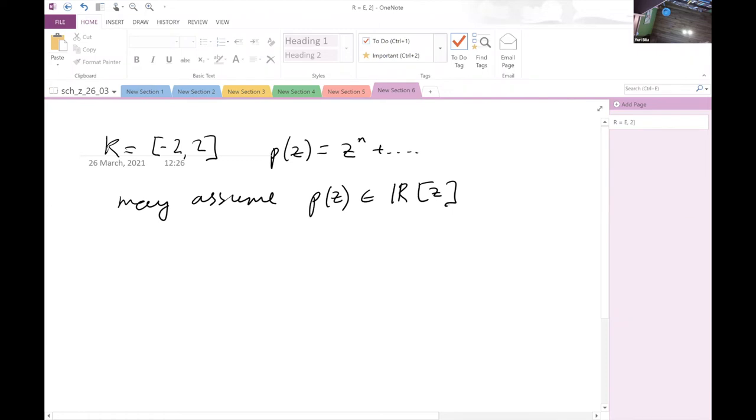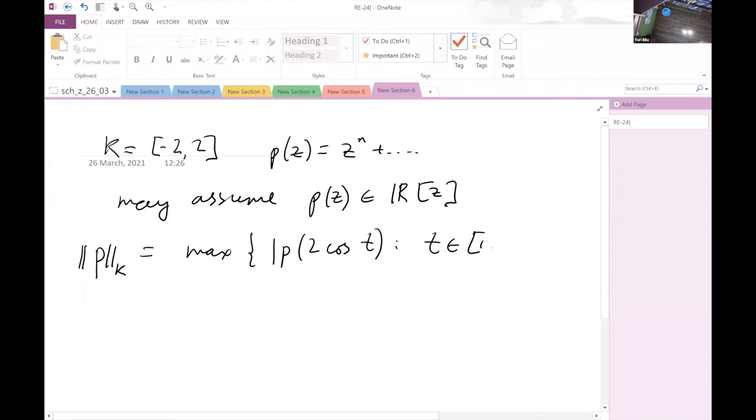And then what is it exactly? Well, we just parameterize by cosine the points on our interval. It's the maximum of P of 2 cosine t, where t runs from 0 to pi.